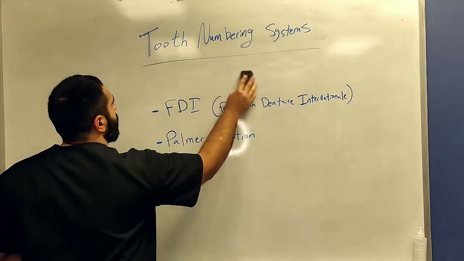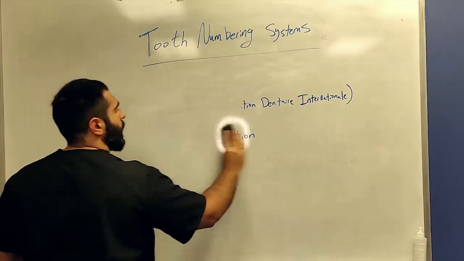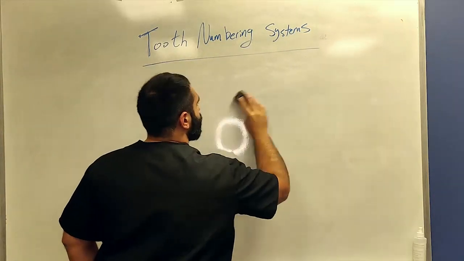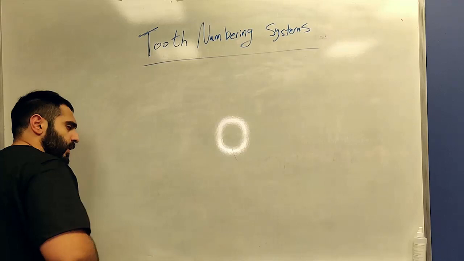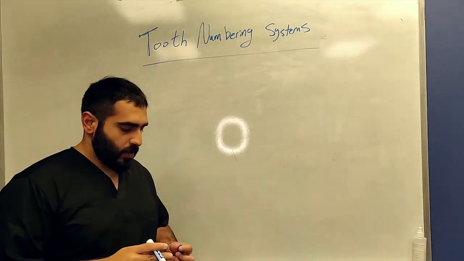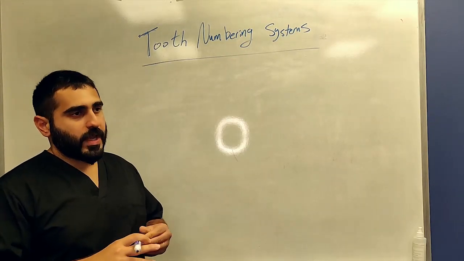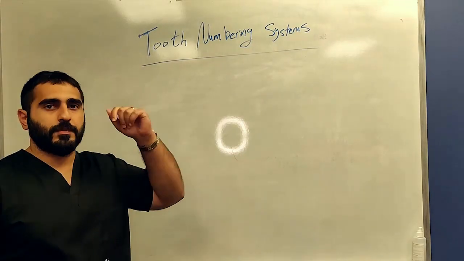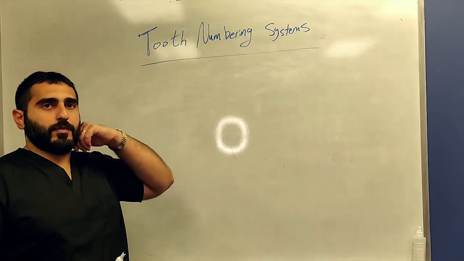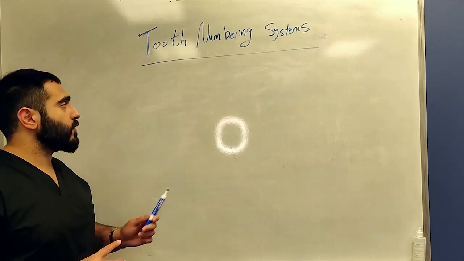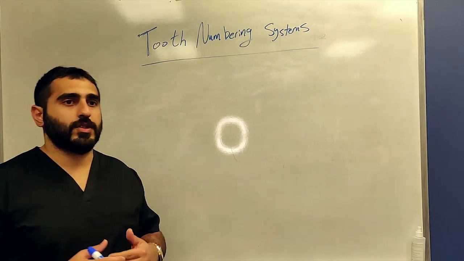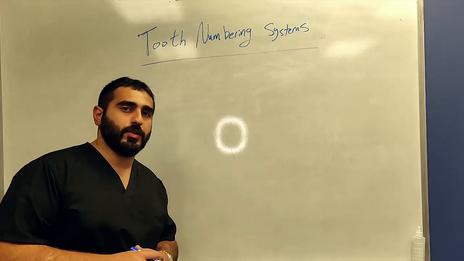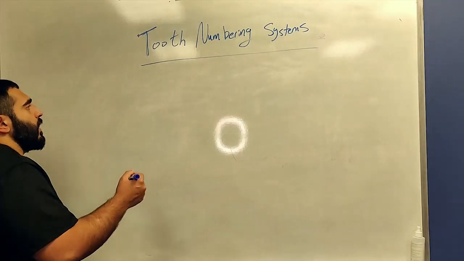The universal tooth numbering system is mostly used in the United States. As far as I've seen, most countries prefer using the FDI system, but from my experience, the universal system is used mostly in the United States of America.